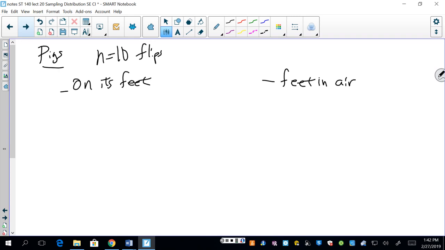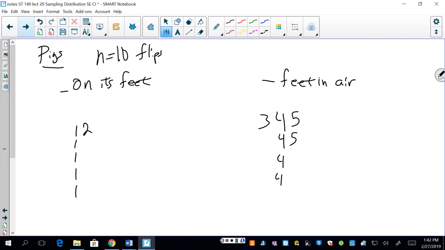2 on its feet and 4 in the air. 1 on its feet and 5 in the air. 1 on its feet, 3 in the air. 1 on its feet and 4 in the air. I'm going to make these go down, a little more space going down. 1 on its feet and 4 in the air. 1 on its feet and 5 in the air. 1 on its feet and 4 in the air.